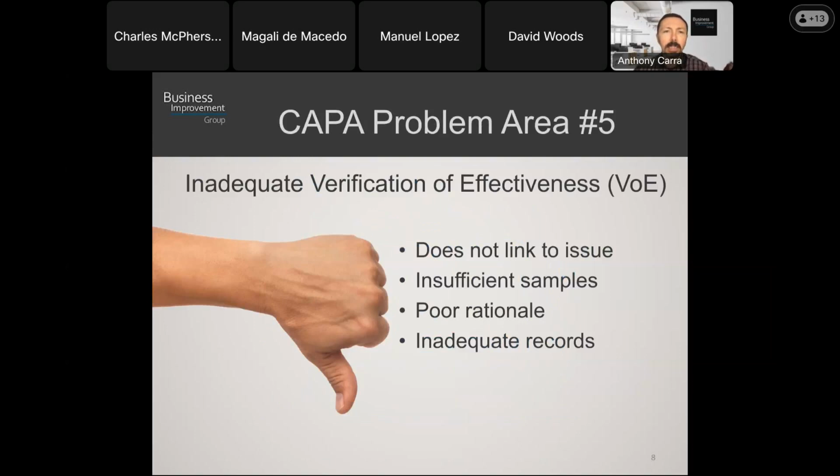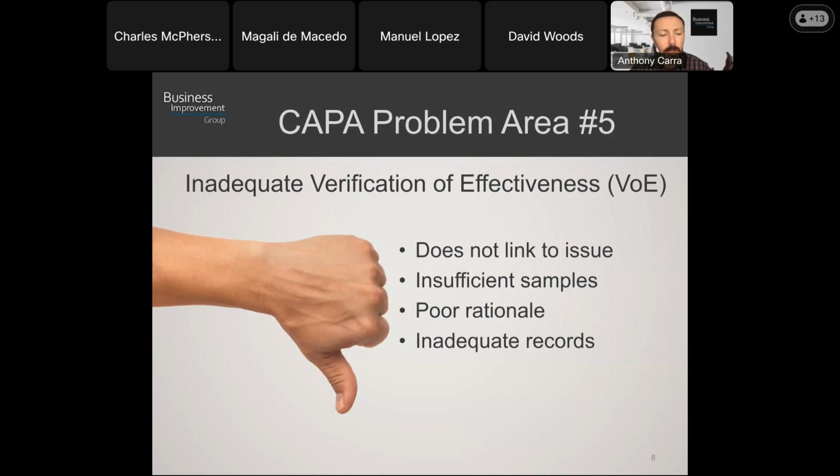So counting down, CAPA problem area number 5. And you're going to see that I tend to work backwards, right? Begin with the end in mind. And what I see very often is inadequate verification of effectiveness, or your organization may call it effectiveness verification, either way. That's usually that last check before you close out a CAPA, or when you're making the decision to close out the CAPA as effective or ineffective.